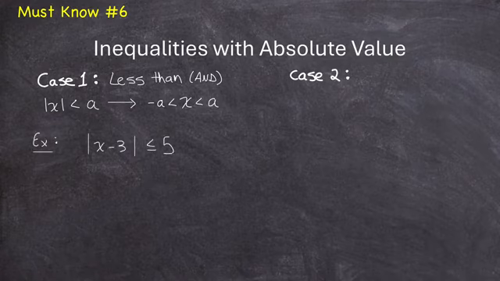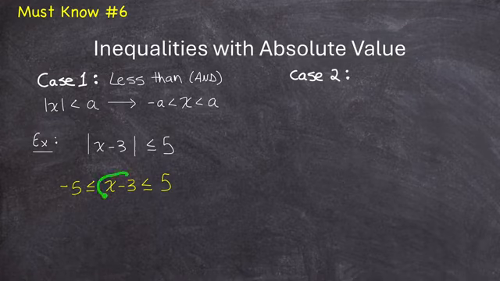I want to determine for what values of x is the absolute value of x minus 3 less than or equal to 5. Because it's a less than, I need to turn it into this double inequality. The absolute value of x minus 3 would be less than or equal to 5 if x minus 3 was both bigger than or equal to negative 5 and less than or equal to 5. So as long as x minus 3 is between these two values, negative 5 and 5, when I take its absolute value and I make it positive, it's going to make it less than or equal to 5.